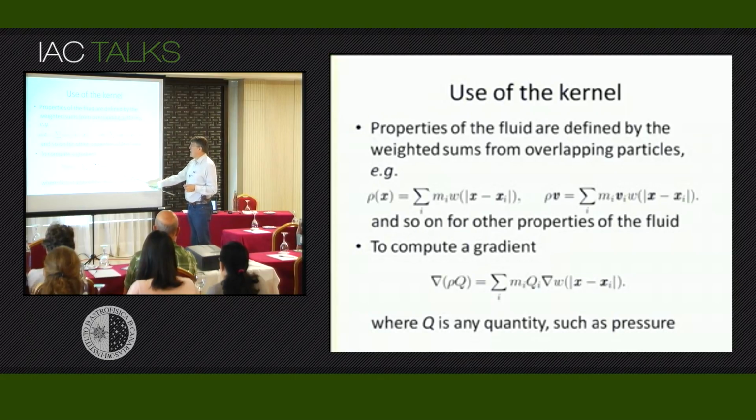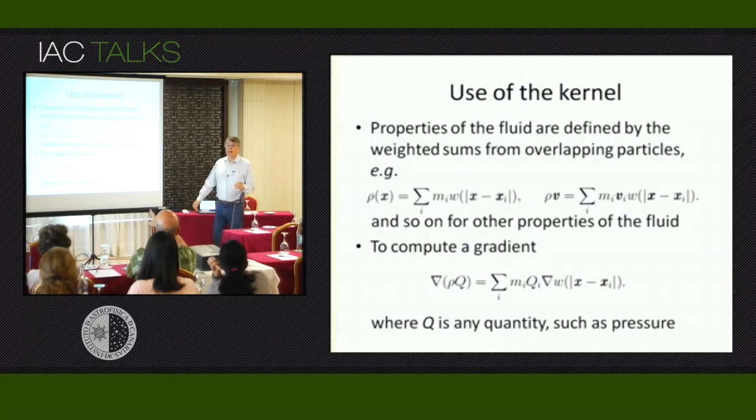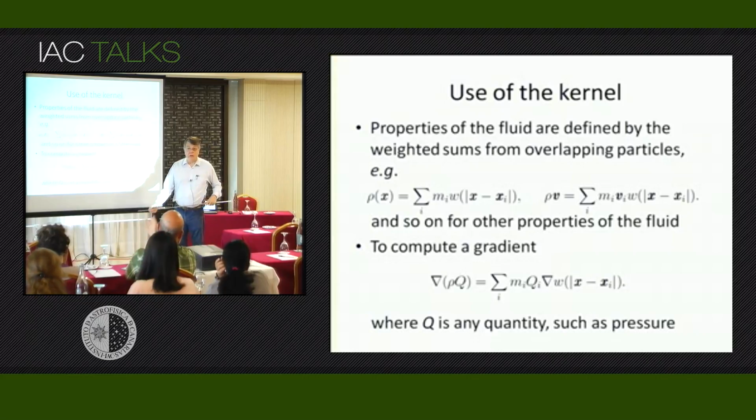If you want to compute a gradient of a quantity Q of any kind, you go through a similar procedure. You take the gradient operator inside, and you take the gradient of this kernel, which is something you know ahead of time, as it's a simple differential problem. So that gives you the gradient of the quantity. And a good example where you'd need to do this would be with the pressure.